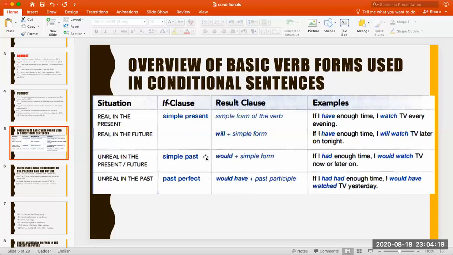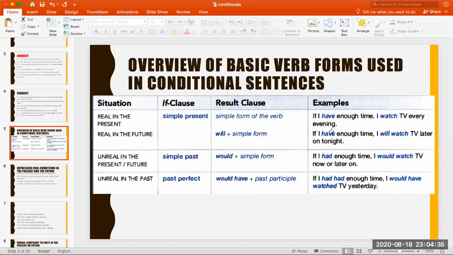So look at the example. And of course, if we use the past simple tense in the if clause, in the second part, the result clause, we use would plus the infinitive, the simple form of the verb. Example, if I had enough time, I would watch TV.